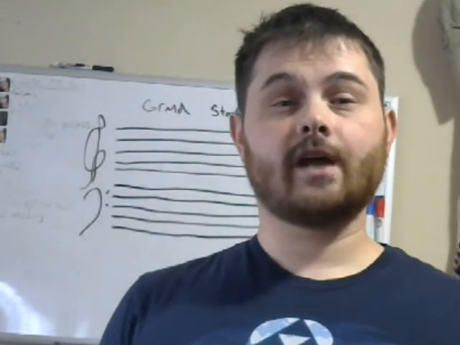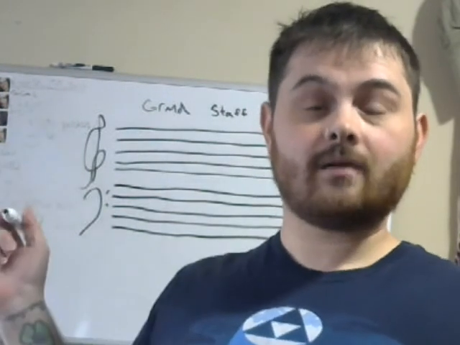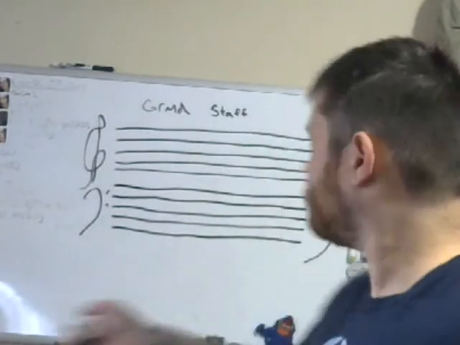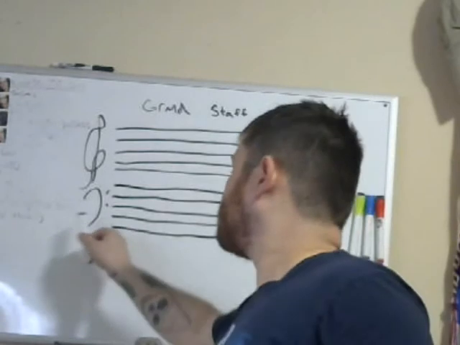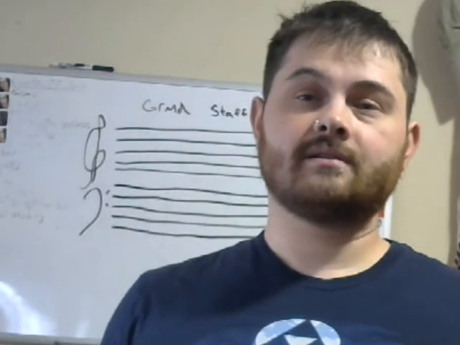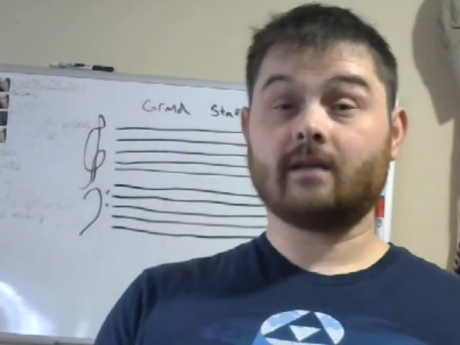Alright, so key things you gotta remember. The lines are called a staff. The symbols that you may see at the beginning of the lines is a treble clef or a bass clef. Now there are other clefs for different instruments, but we're not going to get into that in this video. So we'll see you in the next video.